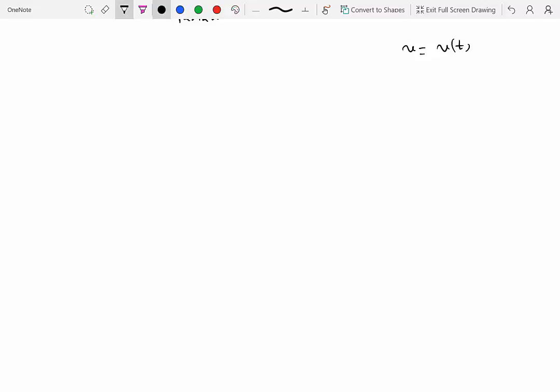Now the question is, can we extend this to a curved path? So, motion of a particle along curved paths.